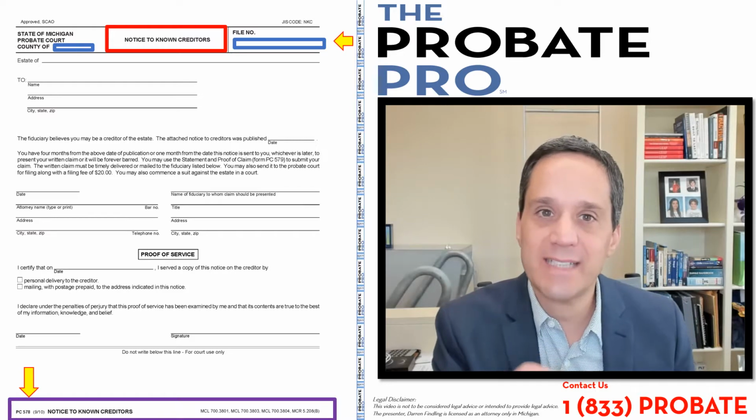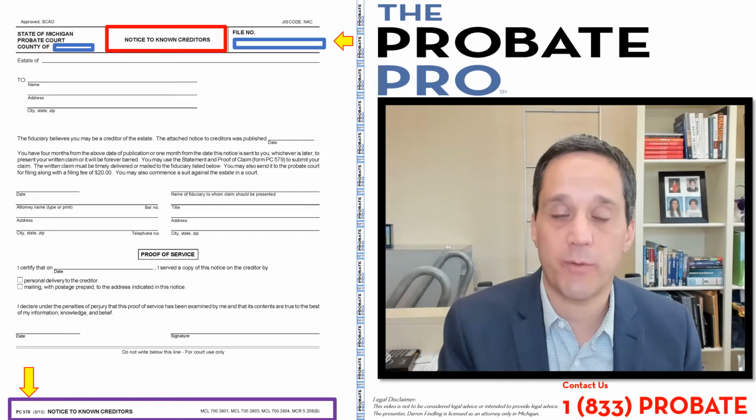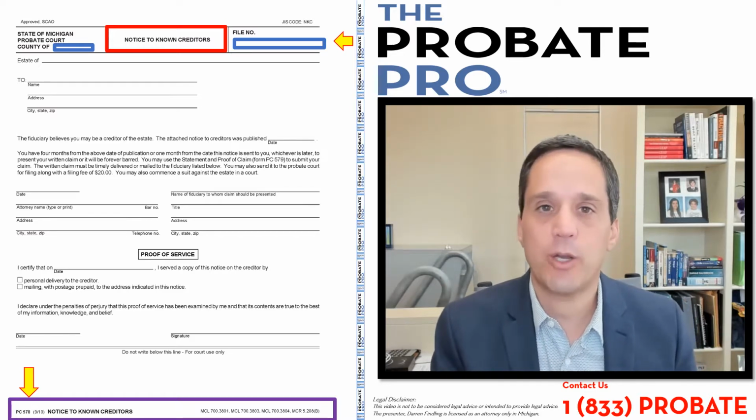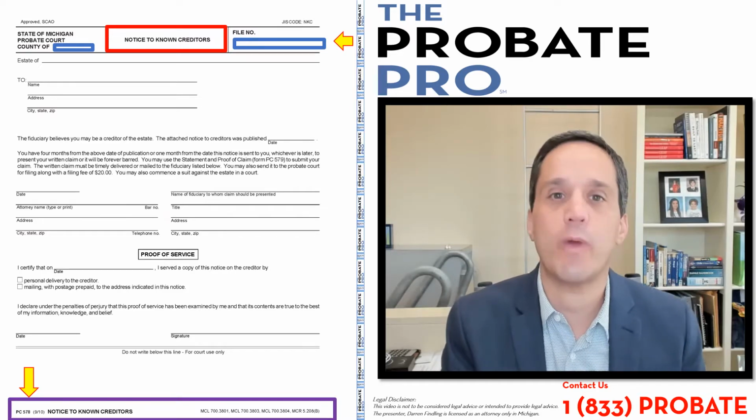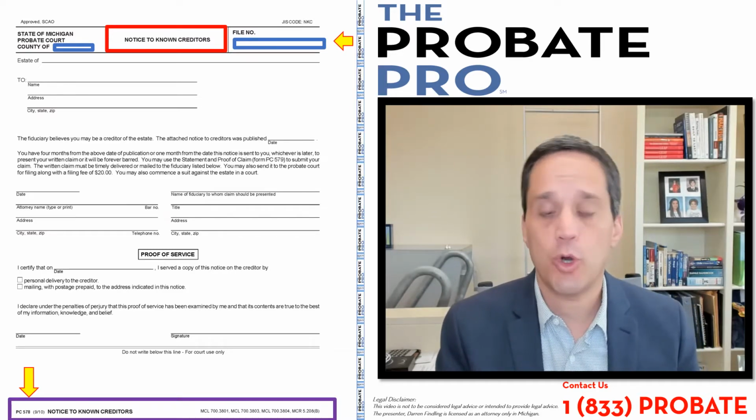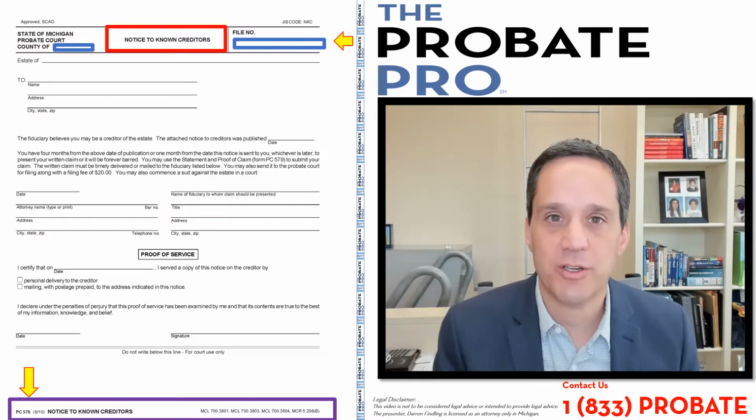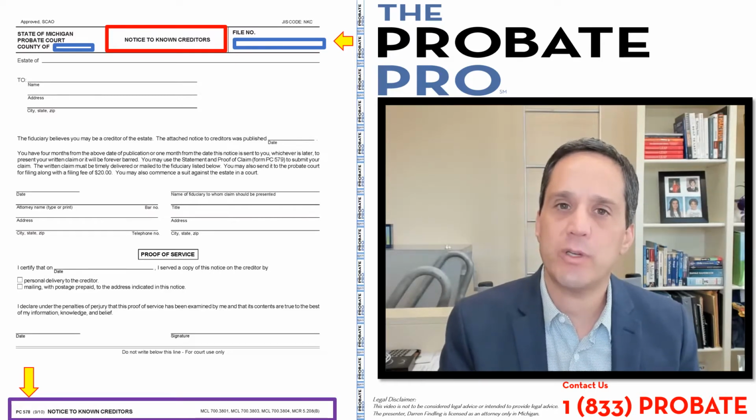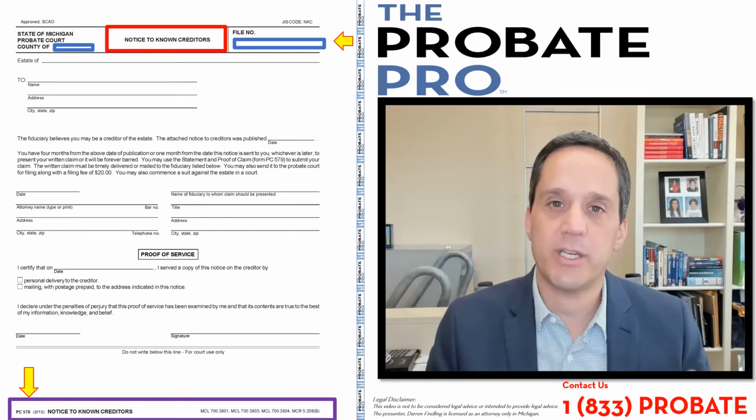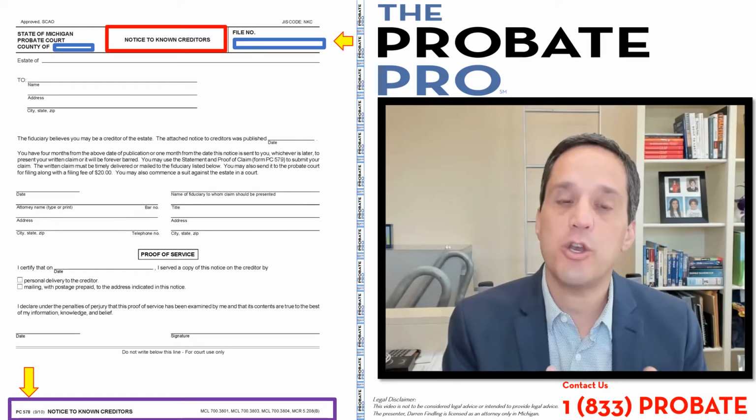This form, SCAO for State Court Administrative Order, PC for Probate Court 578, is readily obtainable through a Google search, or of course, you can contact my office. We'd be happy to provide you one free of charge. This form is utilized as part of the probate administration to give notice to known creditors.